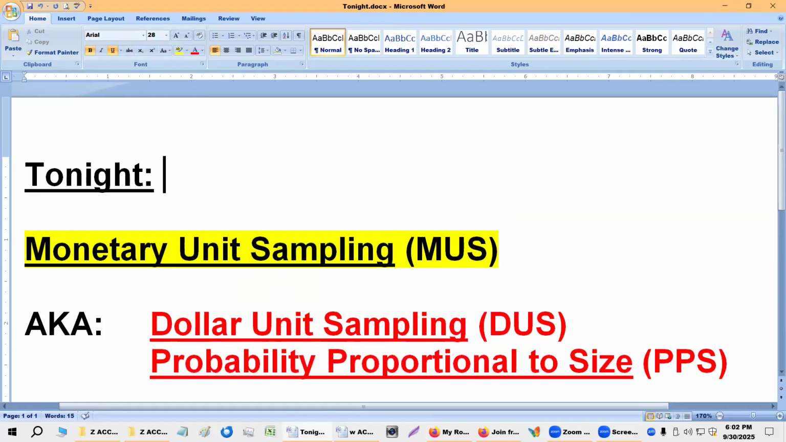So monetary unit sampling, like I say, it's only for auditing. There are some times that it's really useful, and there are sometimes that it's not. So it's kind of hit or miss as far as when to use it. But for what it's good for, it's really good. And that is finding overstatements.